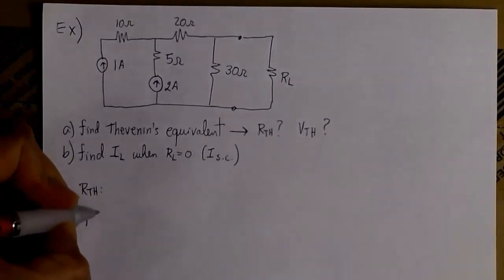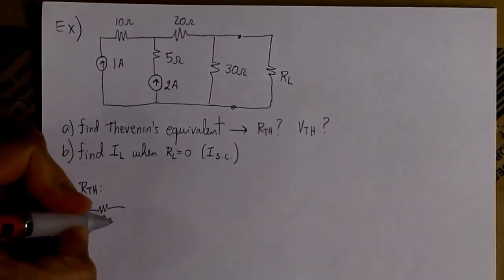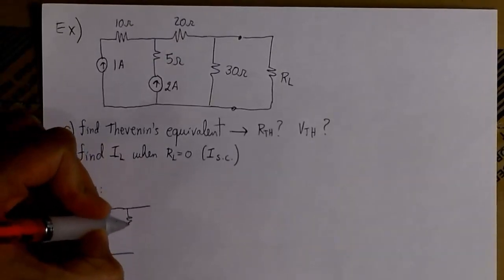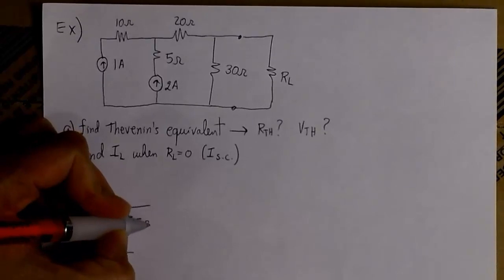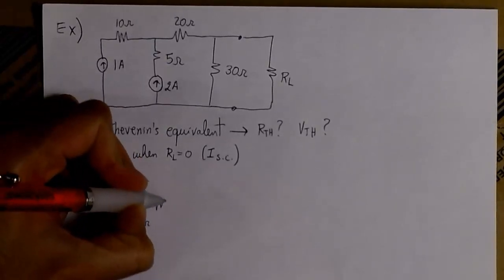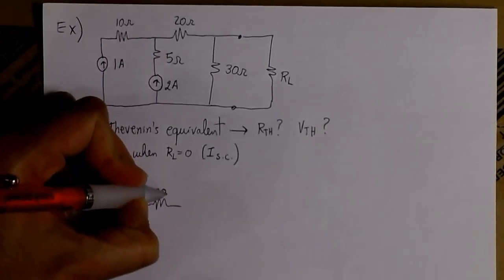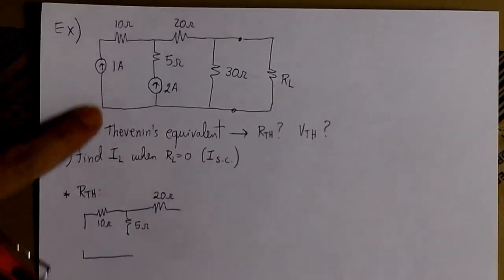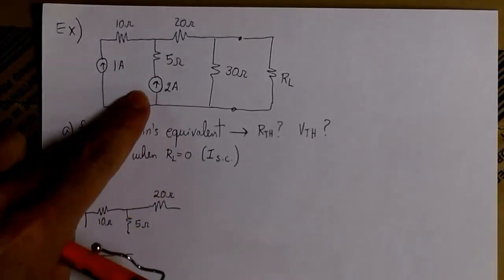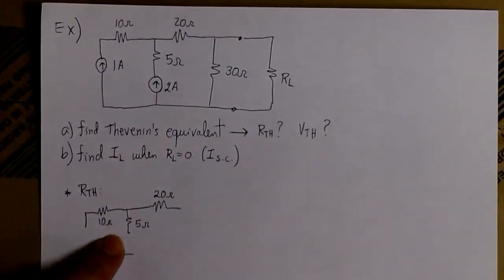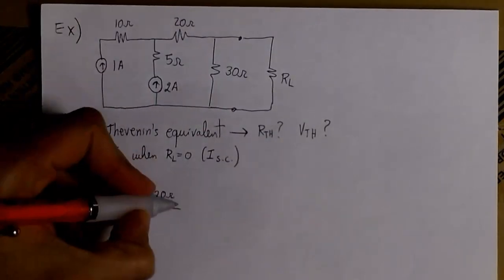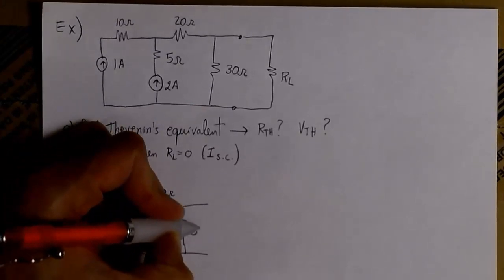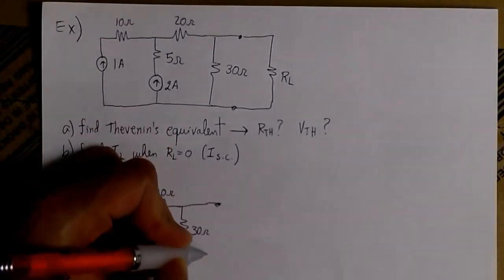In this case, we only have two current sources. So what we're going to do is we're going to redraw the circuit, but instead of the current sources, we're going to put an open circuit there. So we have the resistors, 10, 5, and now we have an open circuit instead of the 1 amp source. And then we have here the 2 amp source, and what we have there is just an open circuit. Then we have the 30 ohm resistor, and here we have the load.